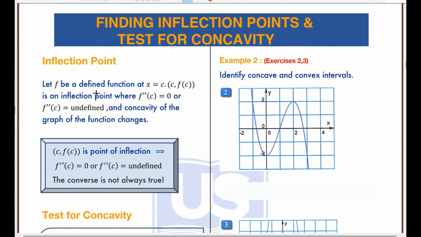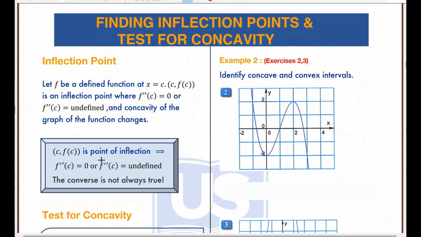We have an inflection point at (c, f(c)), let's say, where the second derivative is either 0 or undefined. So as in the critical values, the function also should be defined at that c point. Otherwise, it's not considered to be an inflection point. Let f be a function defined at x equals c. Then (c, f(c)) is an inflection point where the second derivative is either 0 or undefined, and the concavity of the graph must also change. Otherwise, it's not considered to be an inflection point.